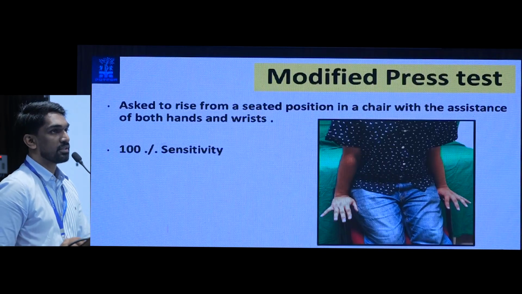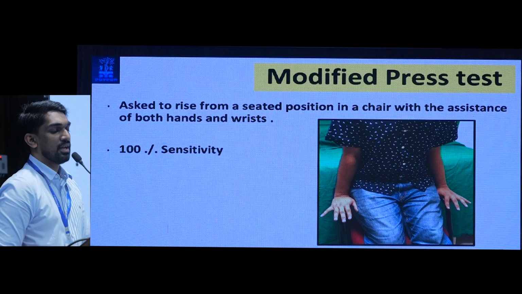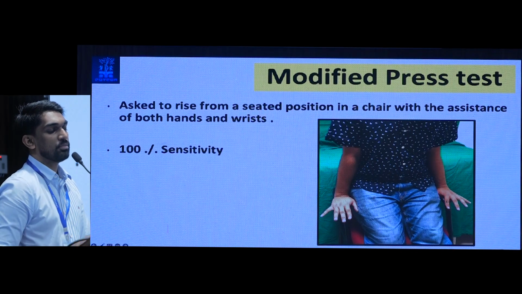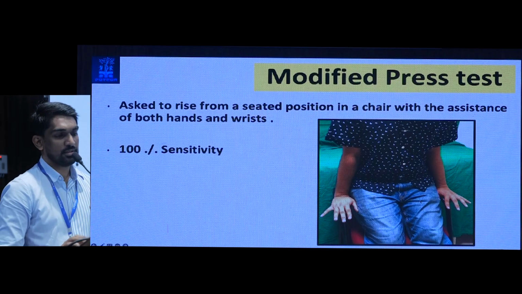Then this is the modified press test. This is the test that we told about. It has 100% sensitivity. We tell the patient to rise from a seated position in a chair with the assistance of both hands and wrist. So this is how the hand has to be kept, and he is told to get up from a seated chair. This is known as the modified press test.